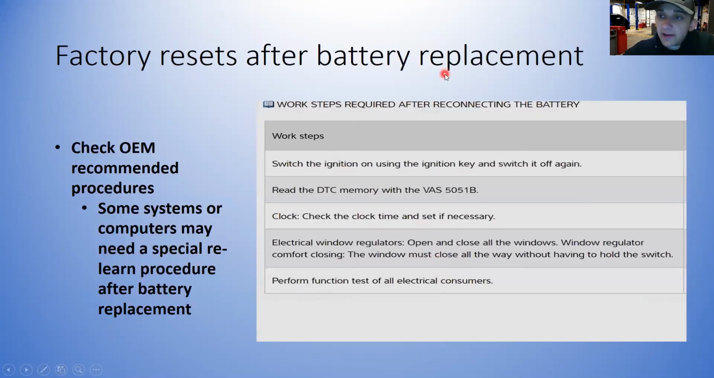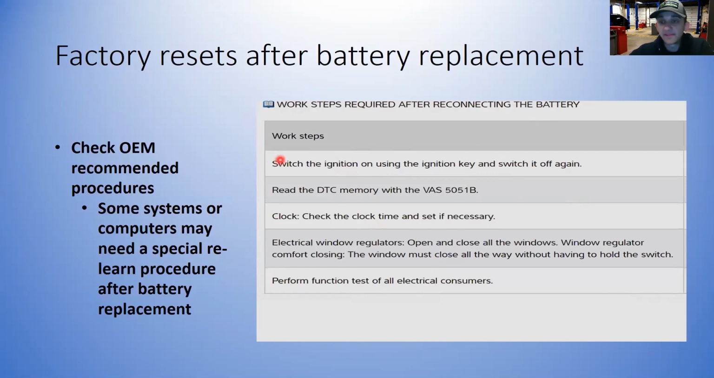Factory resets after battery replacement. This is something that on every vehicle you need to look up. Here's an example out of the service manual. Checking the OEM recommended procedures is key. Some systems or computers may need a special relearn procedure after battery replacement.